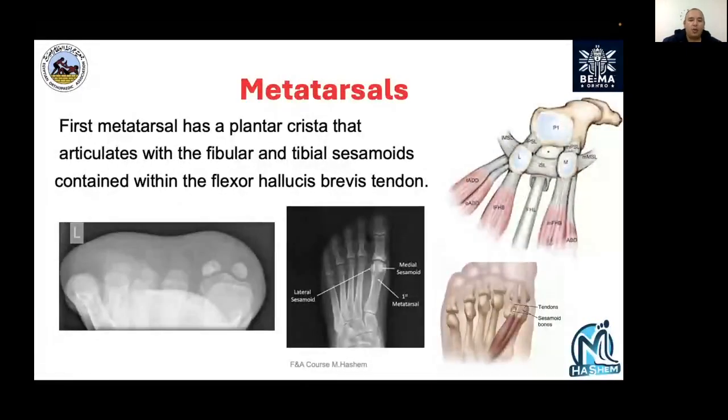For the metatarsal, all I need you to remember is the first metatarsal and the sesamoid, and the metatarsal-sesamoid joint. Remember, this is the normal shape. You have a tibial and a fibular sesamoid. The tibial sesamoid is the medial sesamoid, and the fibular sesamoid is the lateral sesamoid. This is their normal place.